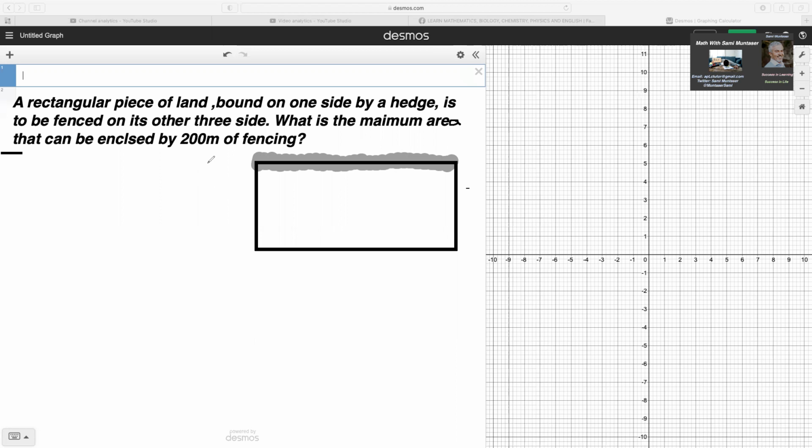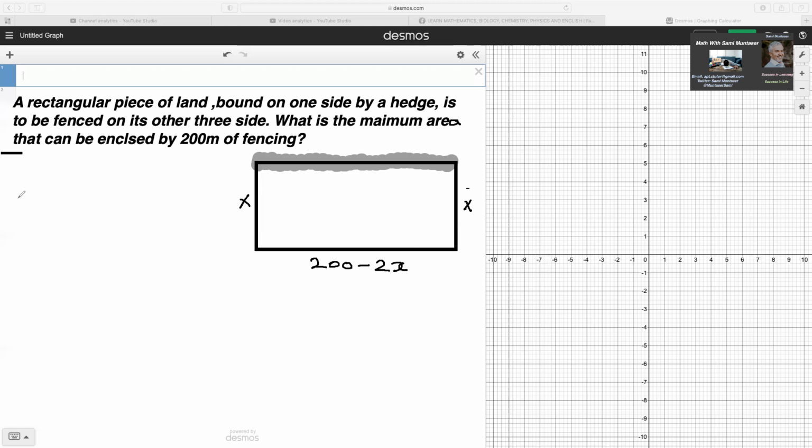To do this, I'm going to call this part of the fencing x. And because we have 200 meters of fencing, I'm going to say this is 200 minus 2x. Of course, there's no fencing there because that's the hedge right there. So we have x, and then this part will be the 200 take away these two sides right here.